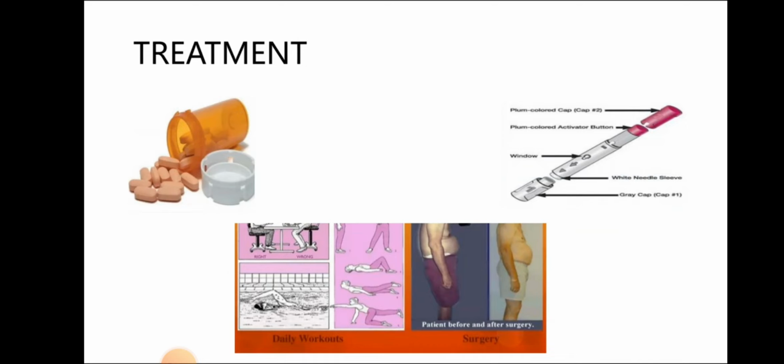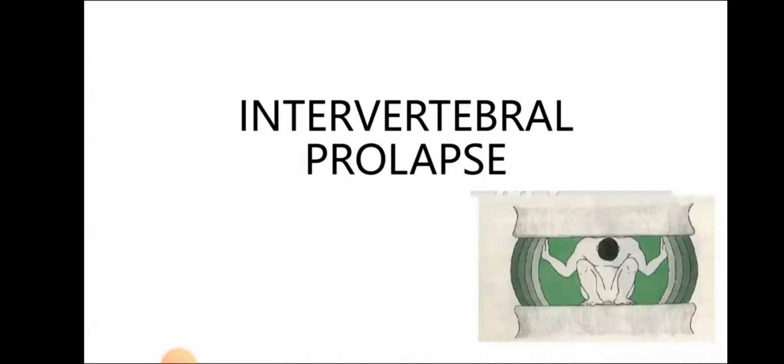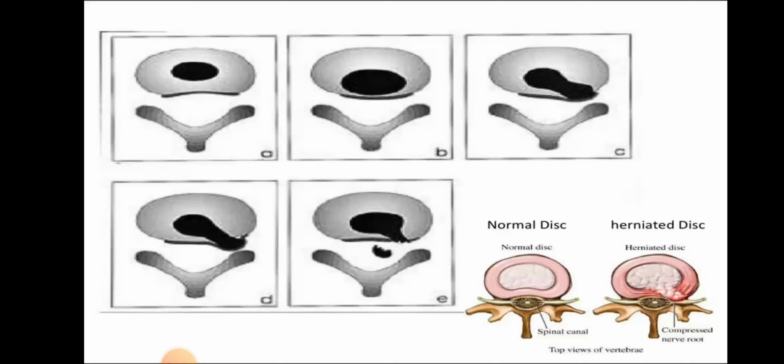That is about ankylosing spondylitis. Next one is intervertebral prolapse. As you know, the spine or the backbone is comprised of a number of vertebrae, placed over one another with the support of intervertebral discs. These discs act as shock absorbers for the spinal column and provide mobility between the bodies of the vertebrae. The disc is filled with pulpy matter and surrounded by a fibrous sheath. That is the normal anatomy.